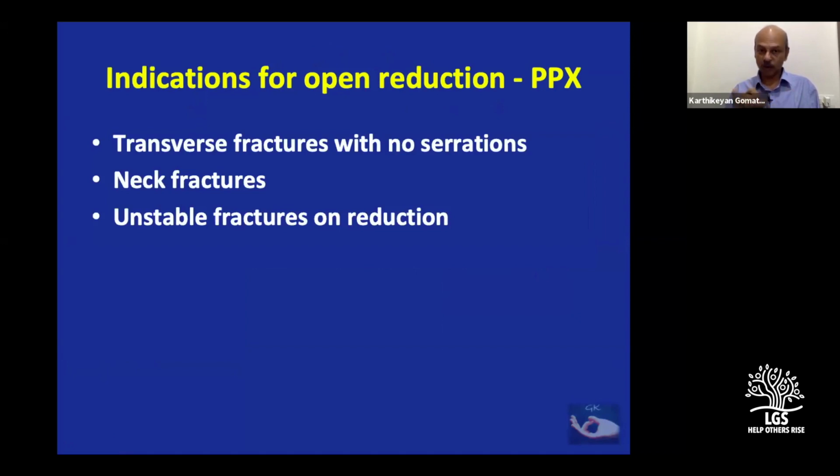Transverse fractures with no serrations. I told you if there are good serrations, you can go in for immobilization. With no serrations, neck fractures, and fractures that are unstable on reduction. Even if you reduce, they're very unstable. Neck fractures are never amenable to closed reduction. I'll show you an example of a neck fracture. You can never reduce them manually.